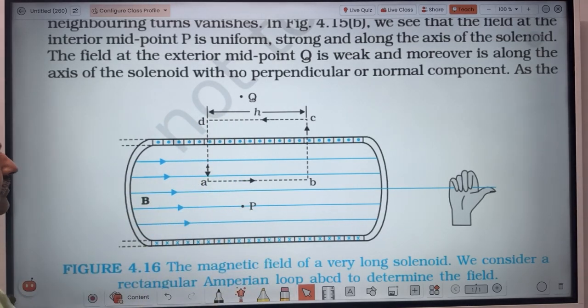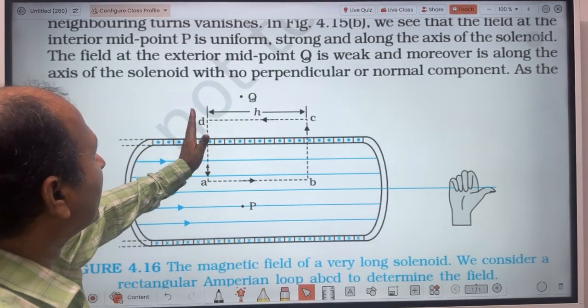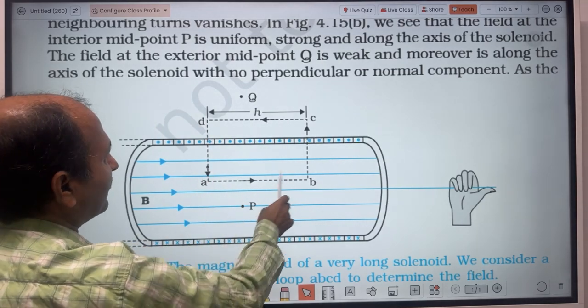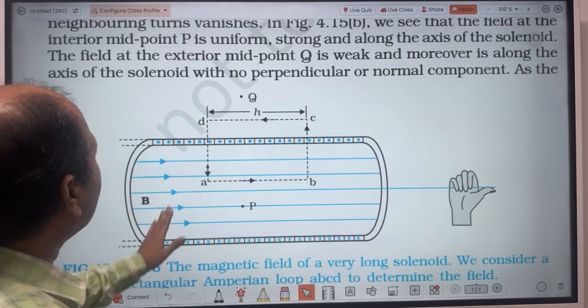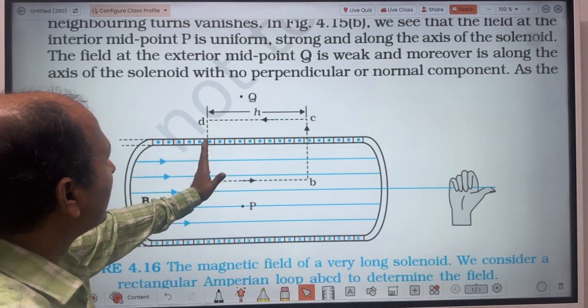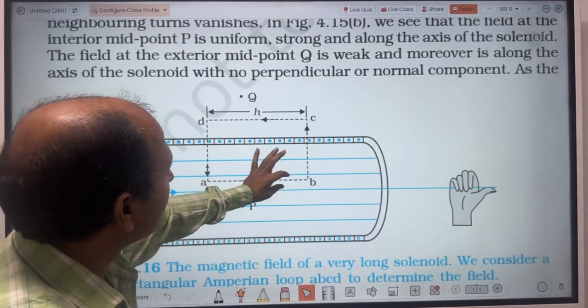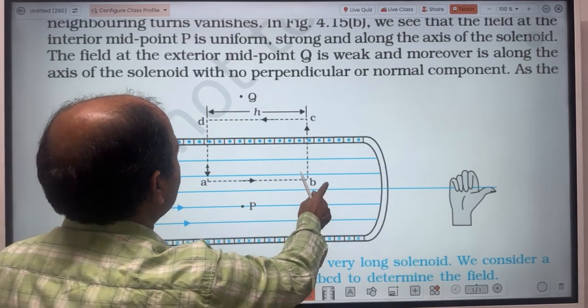Here, outside the solenoid, the field will be 0. And this part is perpendicular to the direction of the magnetic field here. So what will happen? The contribution due to this will be 0, the contribution due to this will be 0, and only the contribution due to this will be considered. We are going to see it in detail.